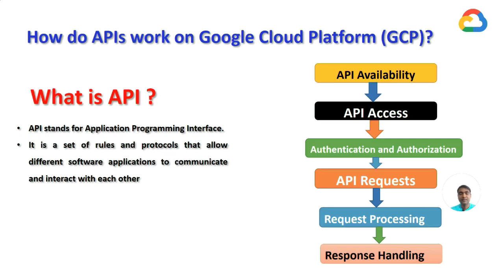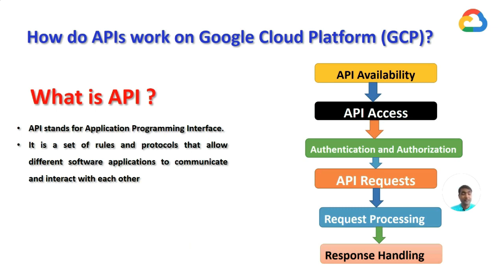Guys, as you can see here, how do APIs work on Google Cloud Platform? API plays a fundamental role in Google Cloud Platform by providing a standardized and programmatic way to interact with the various GCP services. GCP offers a wide range of services such as Compute Engine, Cloud Storage, Cloud Pub/Sub, BigQuery, and many more. Each service exposes its own set of APIs that define the methods and data structure for interacting with the service.